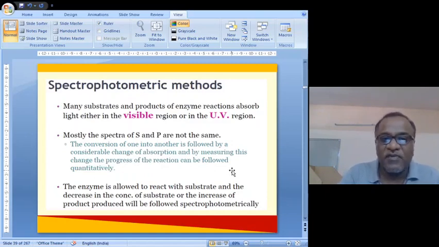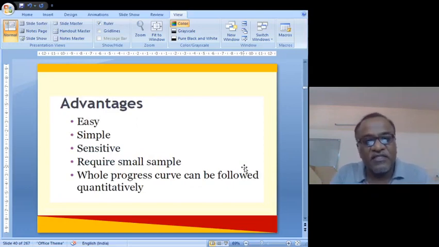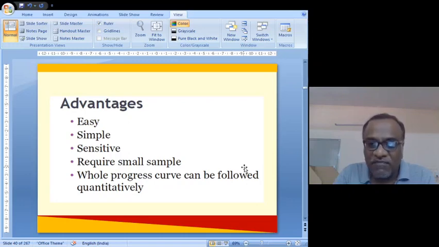Mostly the spectra of substrate and product are not the same, so they are different for each. The enzyme is allowed to react with the substrate, and the decrease in the concentration of the substrate or increase in the product produced is followed spectrophotometrically. So what are the advantages of this method? The method is easy, simple and sensitive, requires small sample concentration, and the entire process can be followed quantitatively.